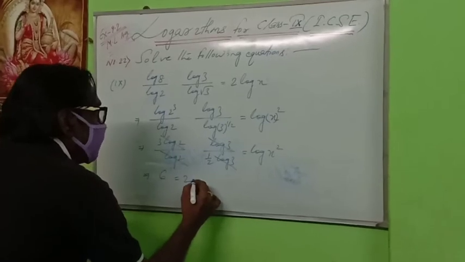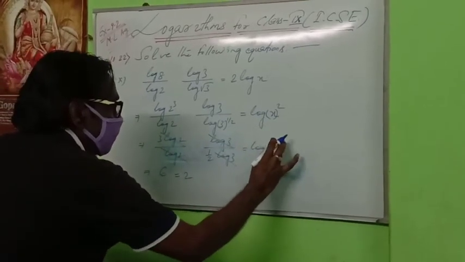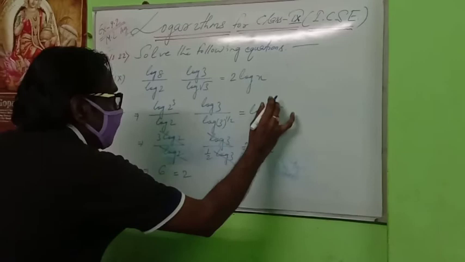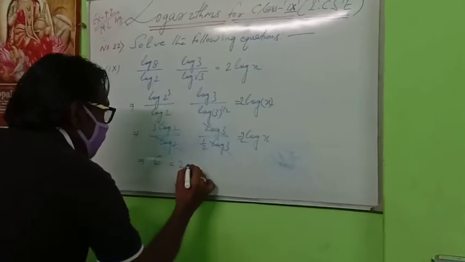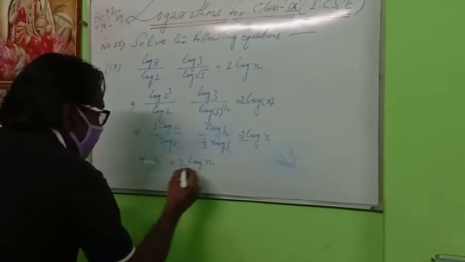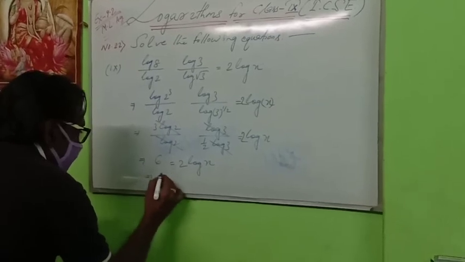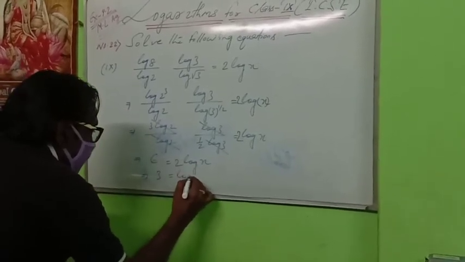Keep it like that only. You don't write here square. Keep it like this. This will be 2 log x, because this will cancel out. 2 into 3 here. 3 is equal to log x.